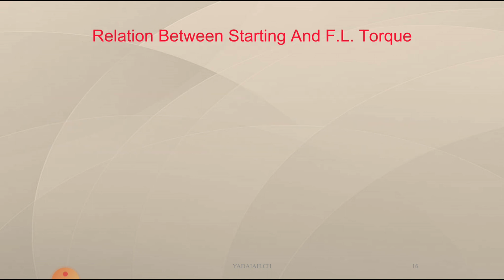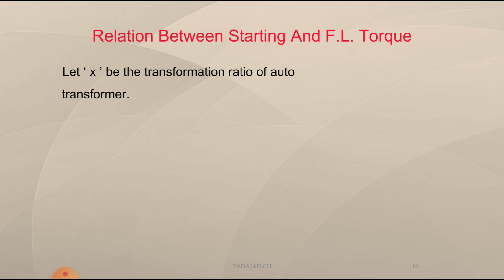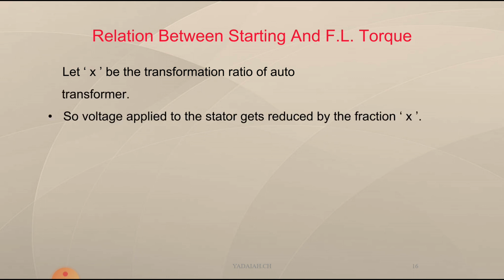Now, what is the relation between the starting and full load torque? That is, how many times the short circuit current will be taken compared with the full load current. Let us assume that X is the transformer ratio of the auto transformer. So the voltage applied to the stator gets reduced by a fraction of X.